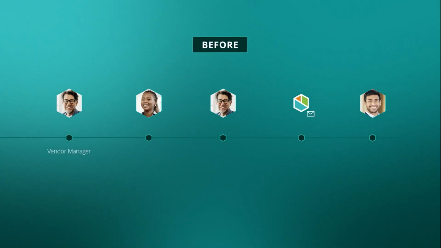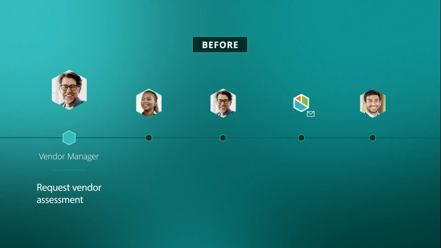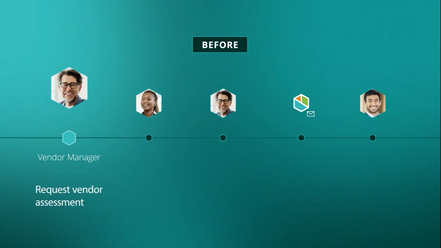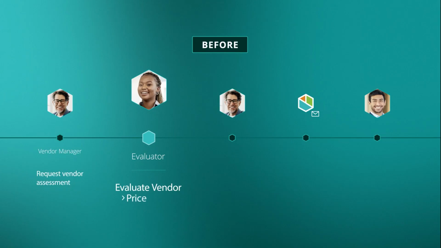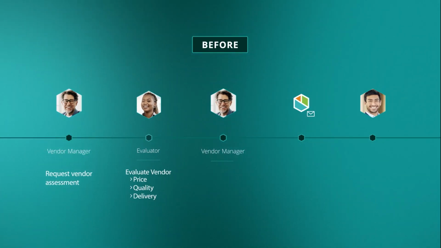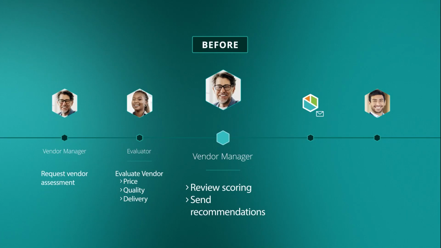Peter, the vendor manager, initiates the vendor assessment request, which is assigned to Malaika, the evaluator. She assesses the vendor based on pricing, quality, and delivery time. Her results are then sent back to Peter for review. He has the option to send the evaluation back to Malaika if he disagrees with anything.